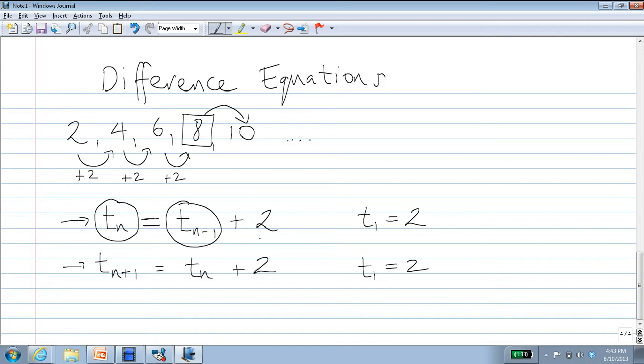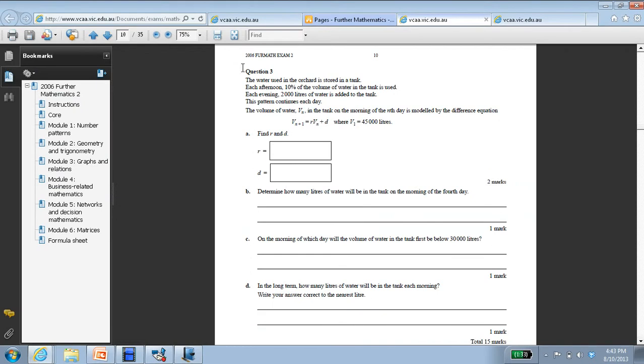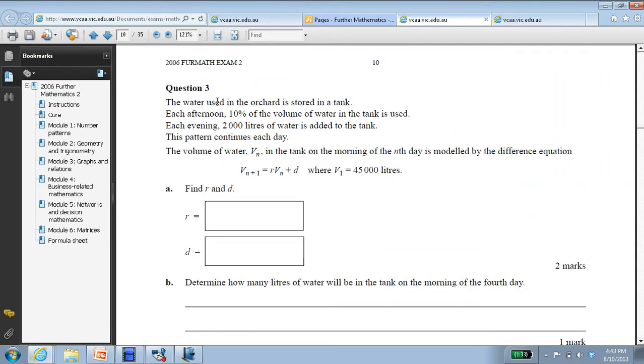So that's a very simple version. Let's look at something that we might see in the exam. So we'll go back to the 2006 VCAR paper and we'll look at this question. Okay, so it's about the water used in an orchid being stored in a tank. Each afternoon 10% of the volume of the water is used, so it reduces by 10%, and each evening 2,000 litres of water is added to the tank.